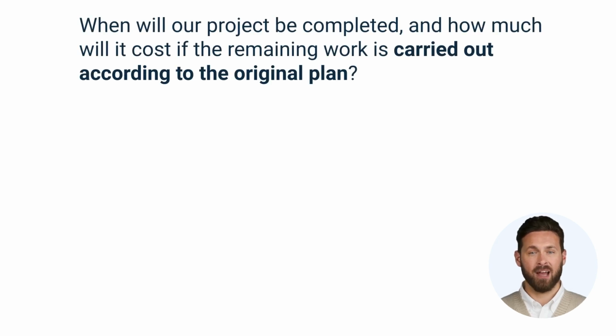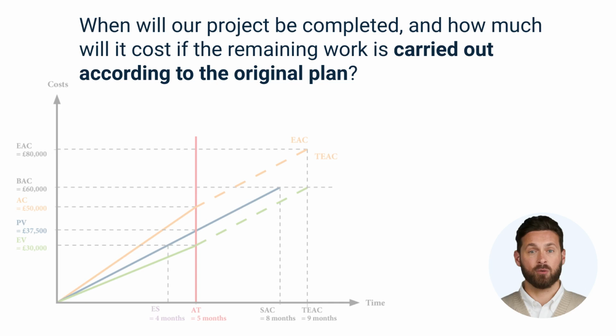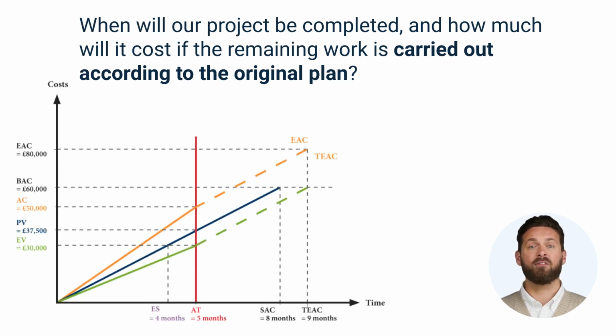Finally, it remains to clarify how the forecast for the time estimate at completion, estimated to complete, and estimated at completion would look if the remaining work is carried out according to the original plan, but taking into account the deviations that have occurred so far. In this alternative approach, the lines for earned value and actual costs are not extended linearly, but run parallel to the planned value from the cutoff date onward. The calculation of the relevant metrics is then as follows.